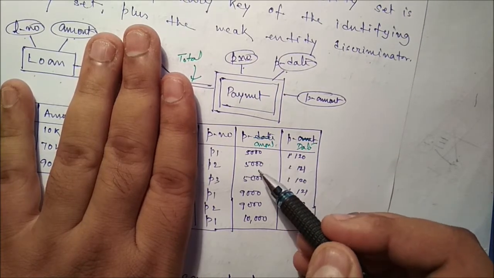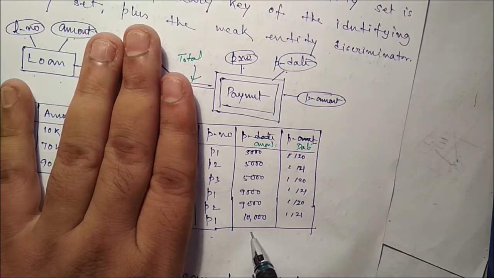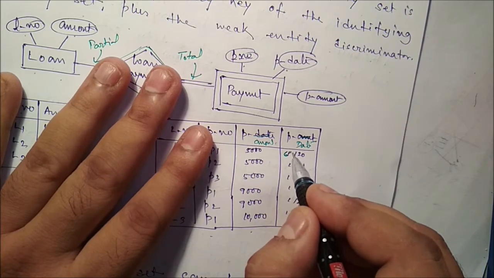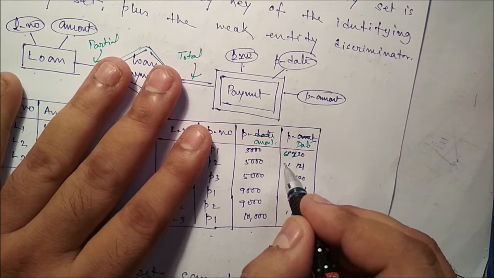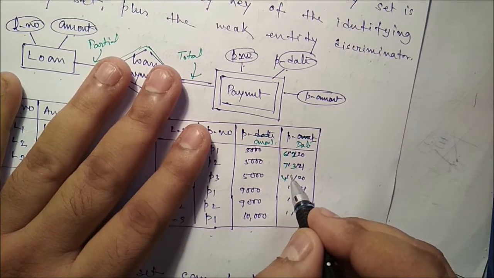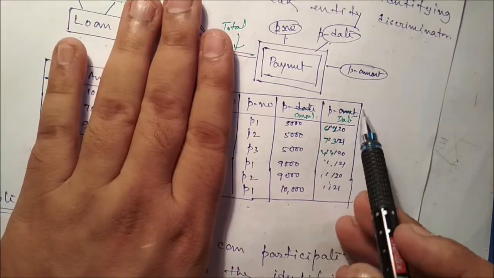So payment amount 5,000, 5,000. So repetitions are there. So P1 5,000. It may be possible P1 5,000 another there. And the payment date, say, 6 November, February 20. Okay, 7 March 21, 4th April 20, and so on. These are the dates. Now we cannot form any primary key from this particular.